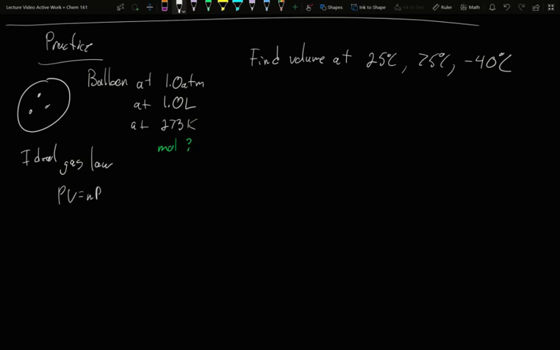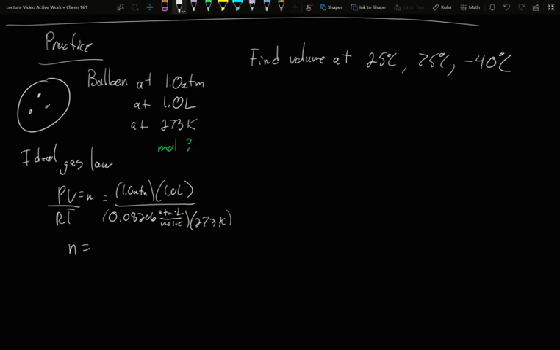PV equals nRT. Rearrange, move the R and the T over. My moles are going to equal my pressure, my volume over RT. So 1.0 atmospheres, 1.0 liters. For atmospheres, my R is 0.08206 atmospheres, liters over mole Kelvin. And I was at 273 Kelvin. So I can find the moles that are in this balloon. What we'll find is that there's 0.0446 mole of gas.